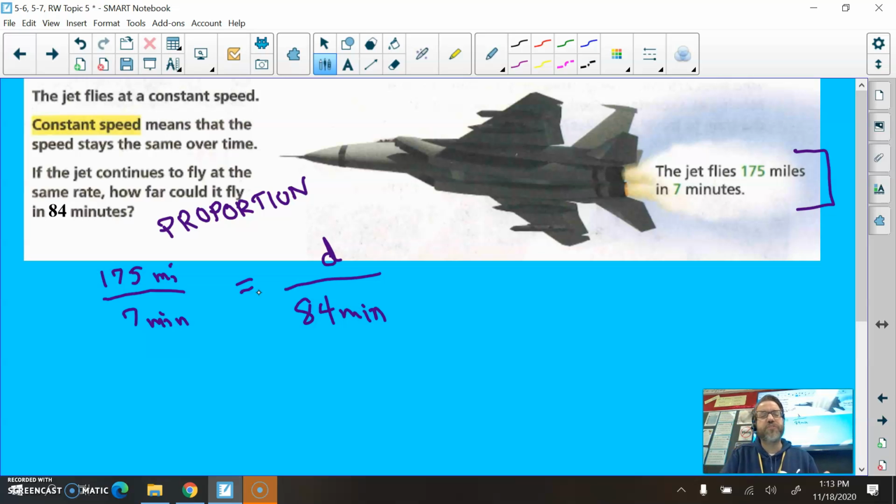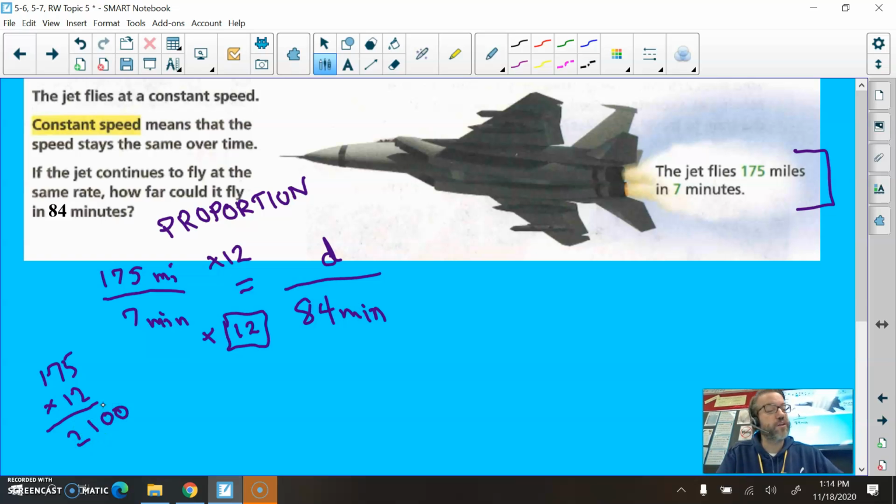And what I can do first is look to see if these numbers are compatible. Does 7 work well with 84? Does 7 go nicely into 84? Put another way, can I multiply 7 by a nice whole number and have it equal 84? And actually, yes, 7 times 12 is 84. So I can take 175 times 12 to find this answer over here. Okay, so I'm going to do that. I'm going to take 175 times 12, which is 2100, it looks like.